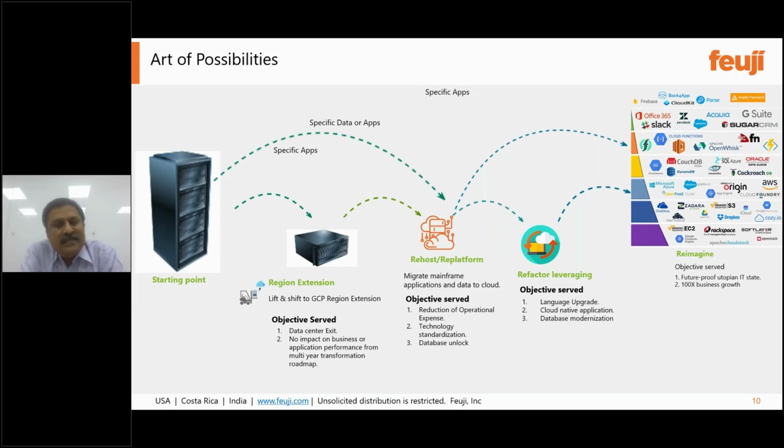However, this is not going to help you in any way leveraging the cloud capabilities. In order to leverage the cloud capabilities, the next logical step is based on one of the main capabilities of cloud, which is reducing the cost of operations and reducing the cost of hardware. This can be achieved either using rehost or replatform.